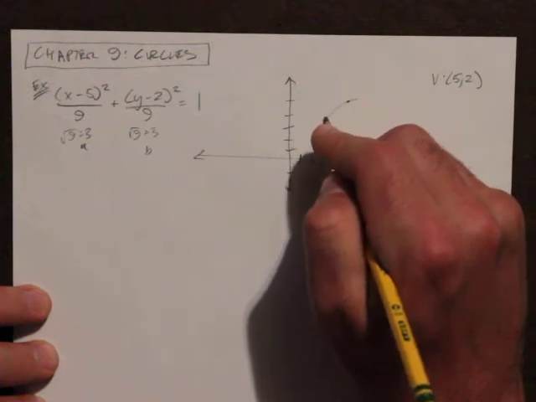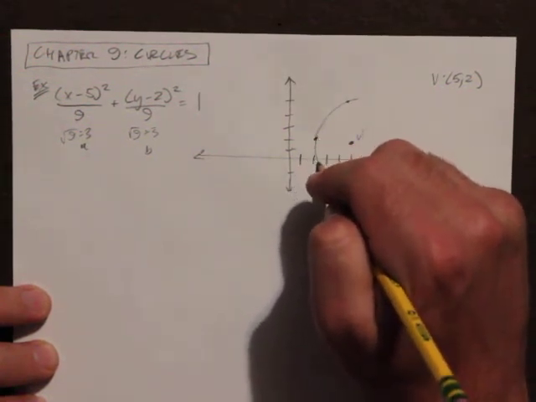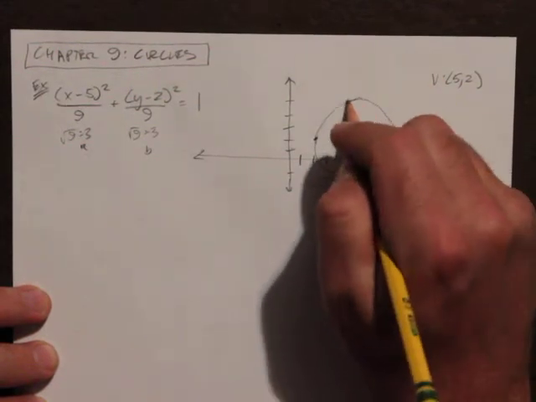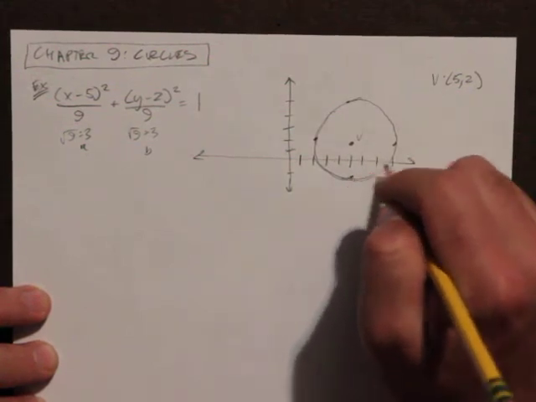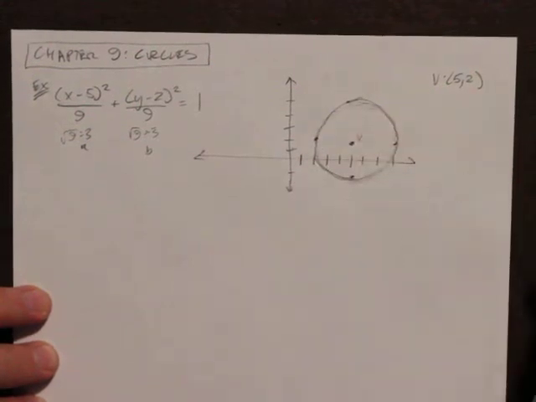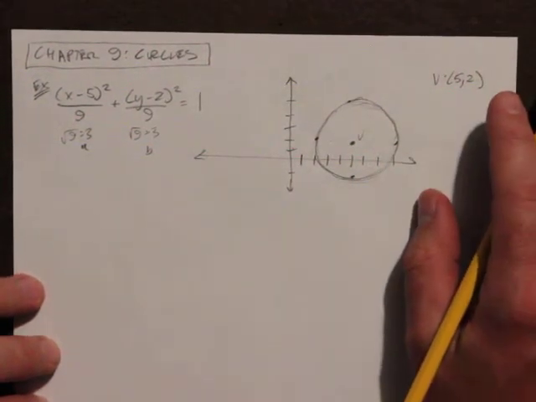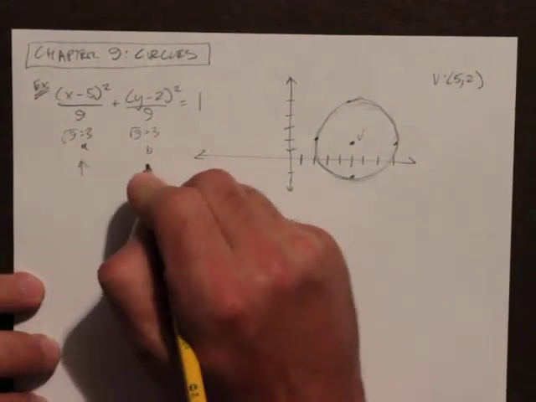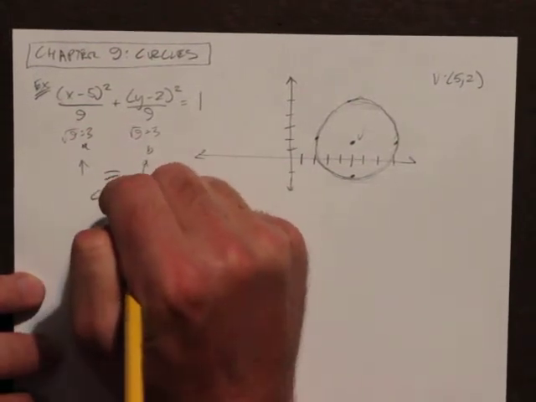So if we were to graph this correctly, and all of our units are correct, then we would have not an ellipse, but a circle. Not awesome, but bear with me. Okay, a circle. Why do I have a circle? Because my A value and my B value are equal. So now I have a circle.